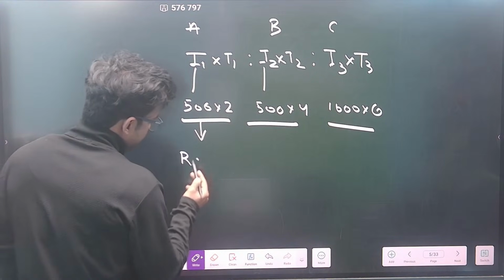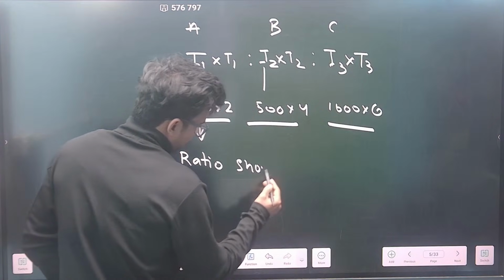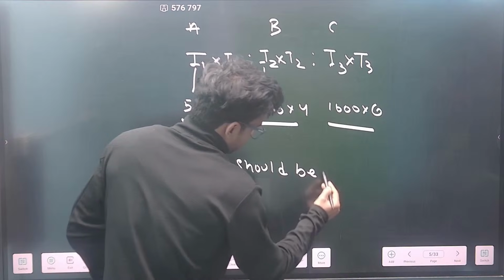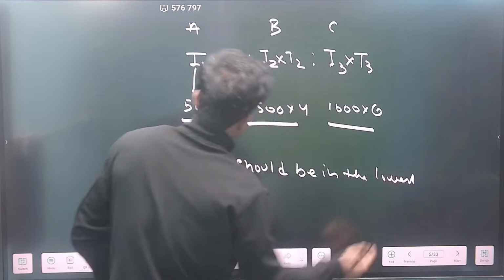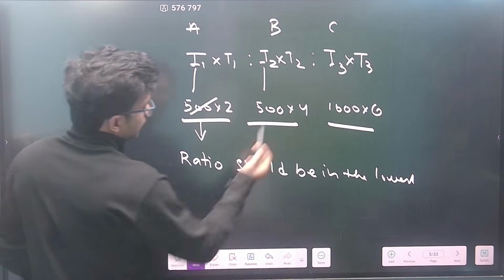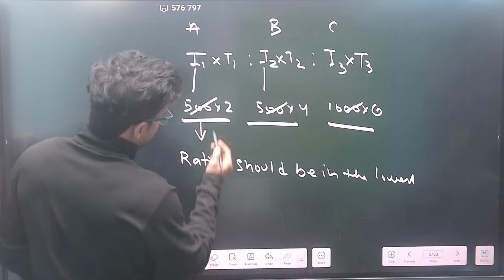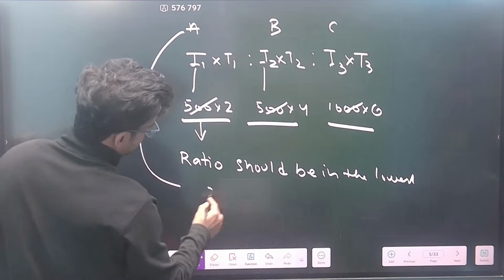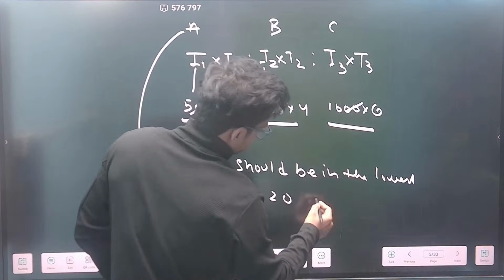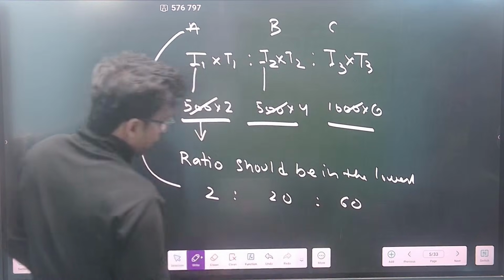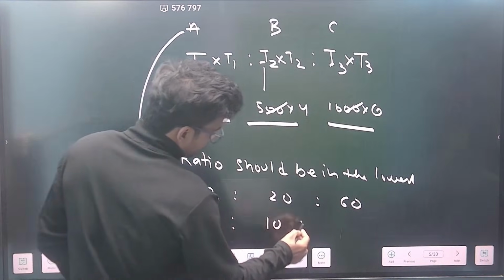Means the ratio should be in the lowest form. I am saying, cut this zero, this zero, this zero. So you can say one person is getting 2, and this is getting 5. 4 5s are 20, and this is getting 10, 6 5s are 30. So now you can also make it in the simplest form, which is 1 is to 10 is to 30.